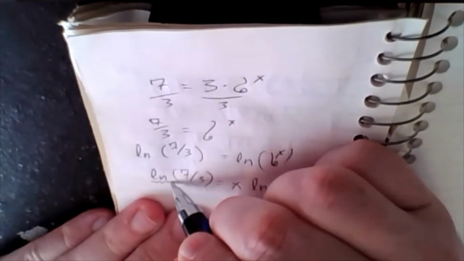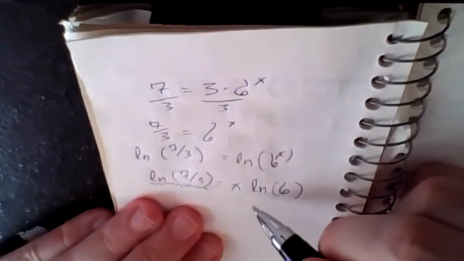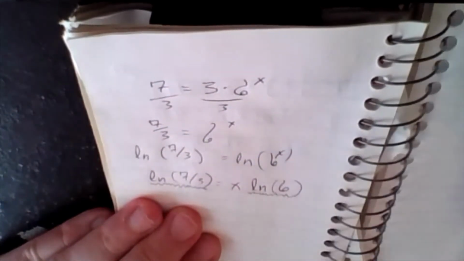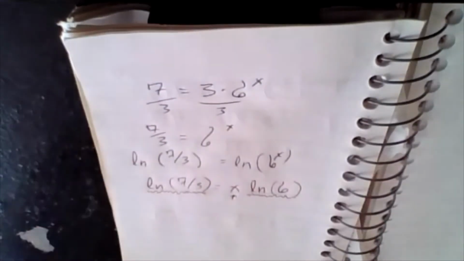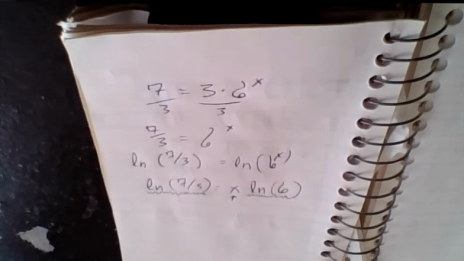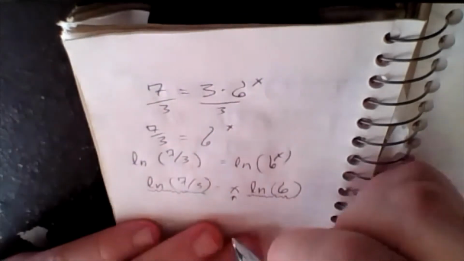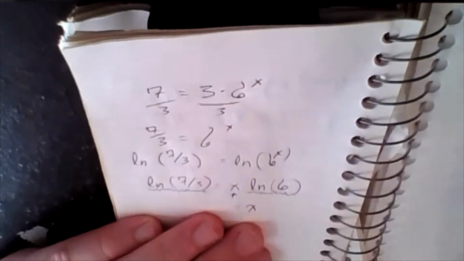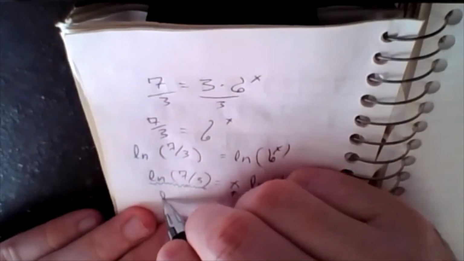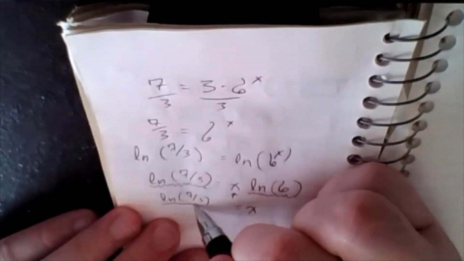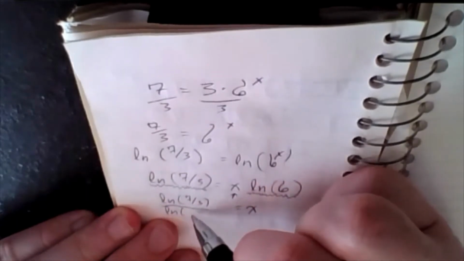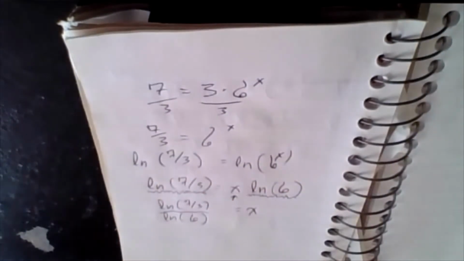So again, this is a real number. This is a real number. And here is the variable that I want to solve for. So at this point in the problem, all I need to do is divide and say that x is equal to natural log of 7/3, whatever that is, divided by natural log of 6.